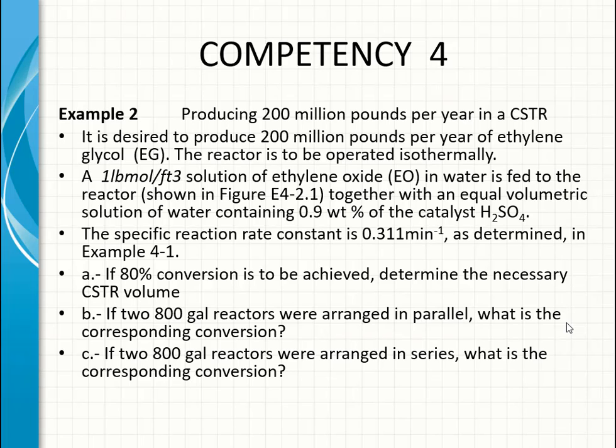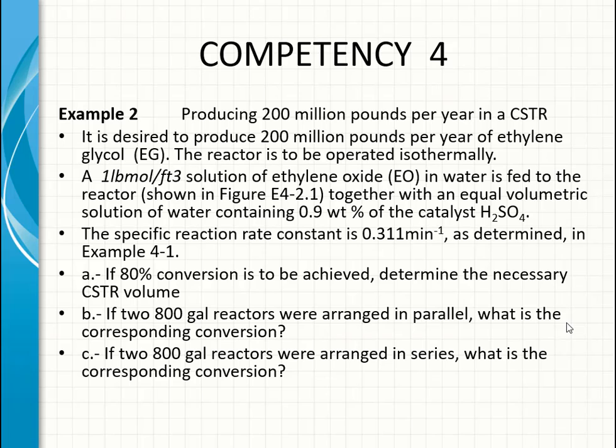And now we are going to see an example to produce 200 million pounds per year in a CSTR. It is desired to produce 200 million pounds per year of ethylene glycol. The reactor is to be operated at constant temperature. A 1 mole pound per cubic feet solution of ethylene oxide in water is fed to the reactor, together with an equal volumetric solution of water containing 0.9 weight percent of the catalyst, which is sulfuric acid.